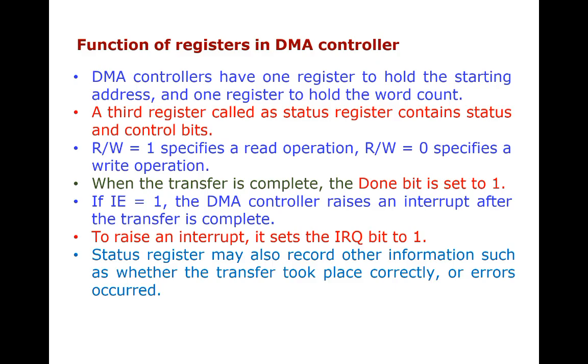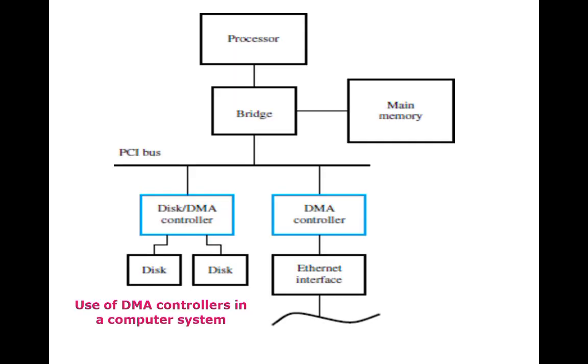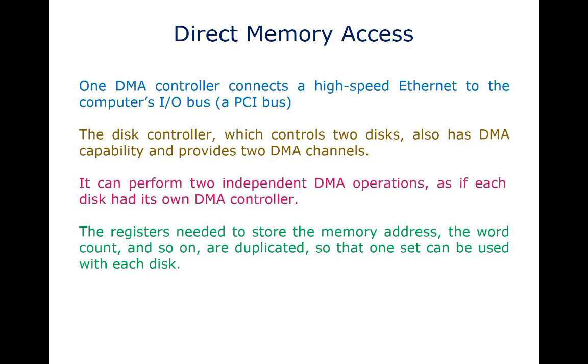Next is the starting address and the word count. The starting address tells the DMA controller where the block of transfer should begin. After that, the next important thing is the word count. The word count specifies how many words have to be transferred. Suppose the processor specifies a word count of 100 words, the DMA controller keeps track of it. Therefore, the DMA controller does not need the processor to tell it to transfer each individual word. The processor specifies a complete block of information in advance.